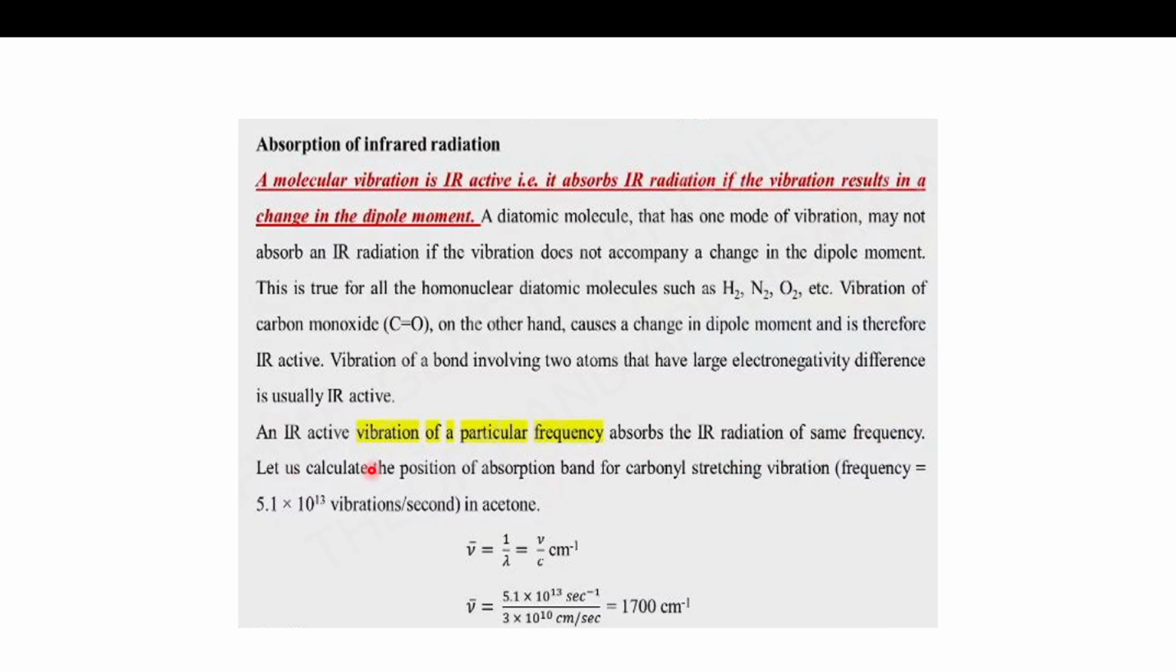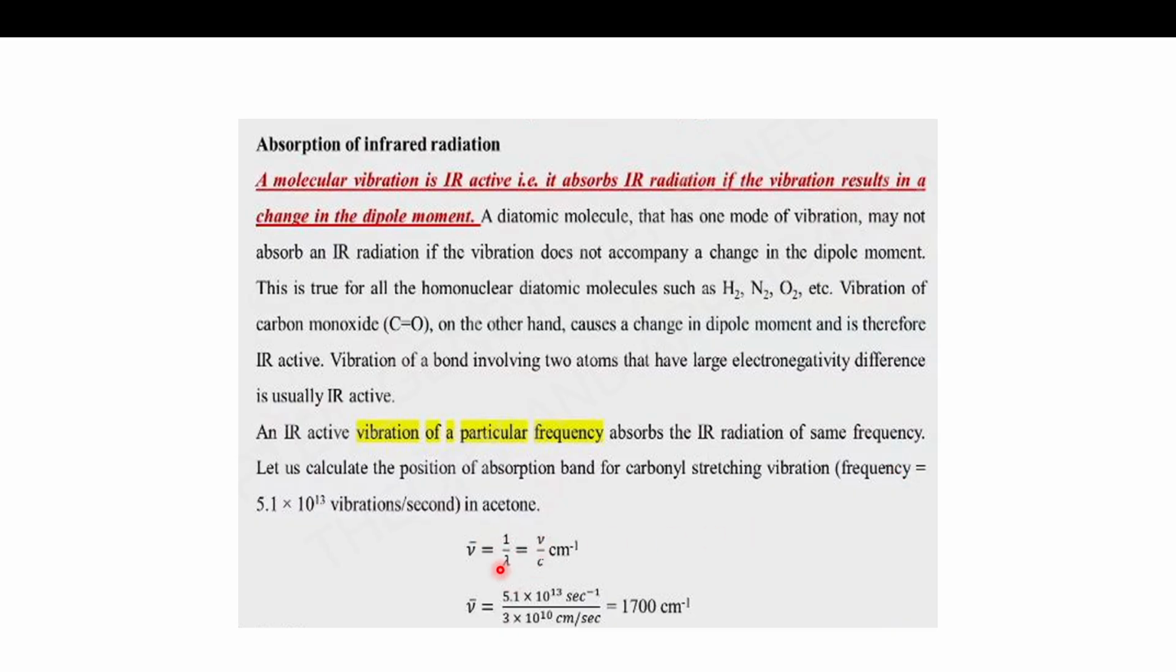Now, this is an example to calculate the position of absorption band for carbonyl stretching vibration, CO, where the frequency is given, that these many vibrations per second in acetone. So for the CO group, they're asking to calculate the wave number. By position, it means it is asking to calculate the wave number. So what is wave number? Inverse of lambda, and you have the frequency given here.